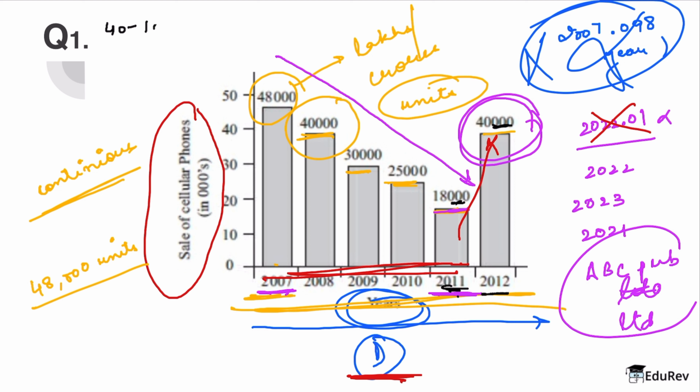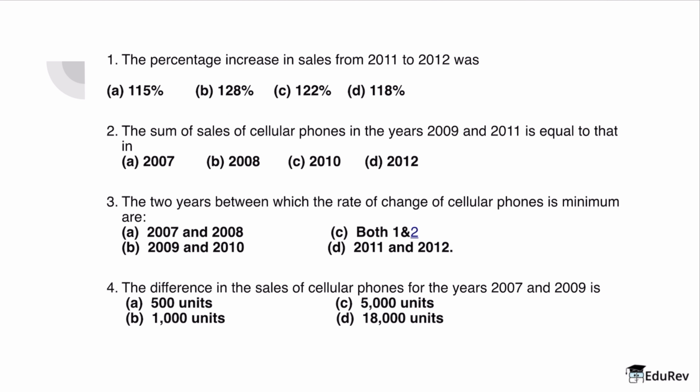Yes, 40 minus 18, 3 and 3. So 40 minus 18 upon 18 into 100, that is going to be nothing but 122.22%. Or I can say this is approximately nothing but 122%. Okay, 122%. So yes, there is an option 122%, correct?